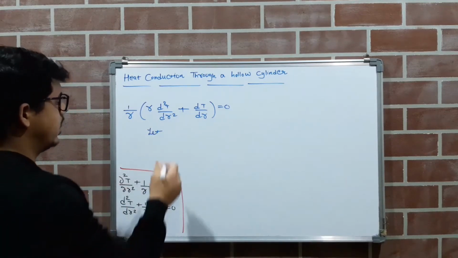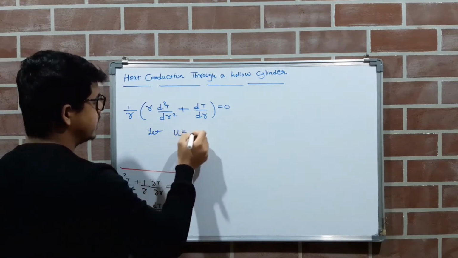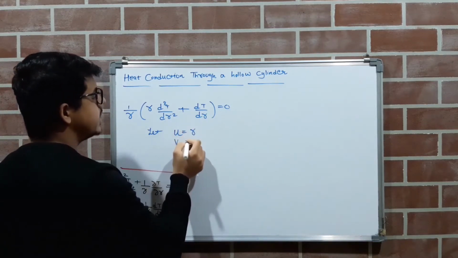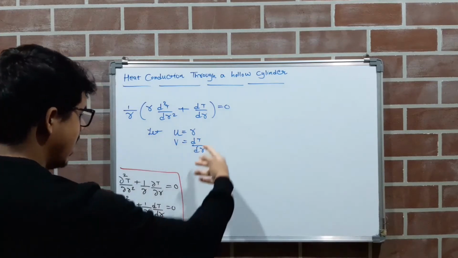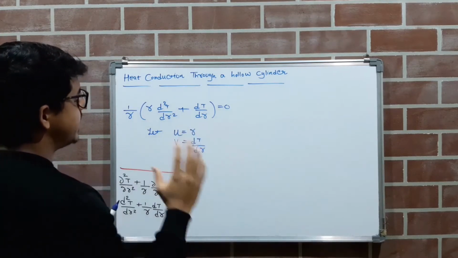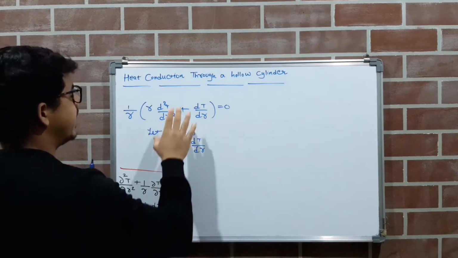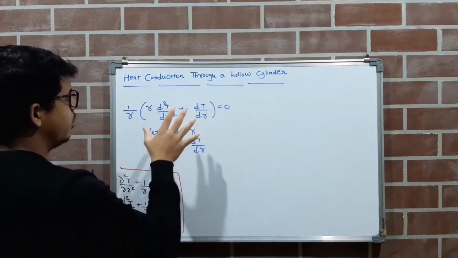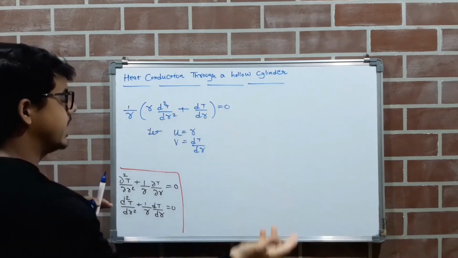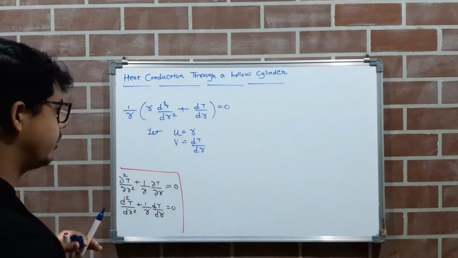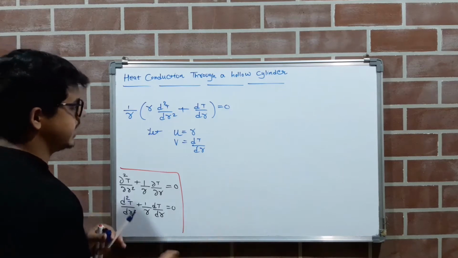Let u equal r and v equal dT by dr. So how will you know that u is r and v is dT by dr only? By practicing. Whenever you do more and more practice, then you will recognize this as the answer of some derivative function. That can be done by practicing.